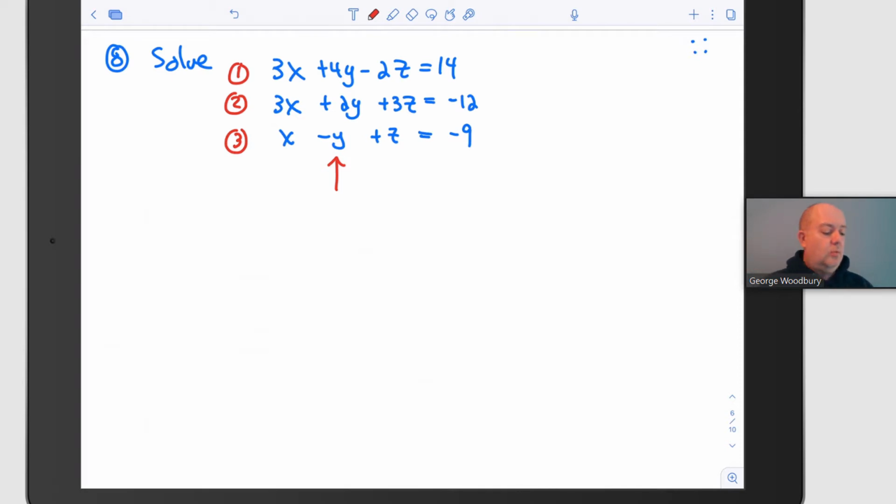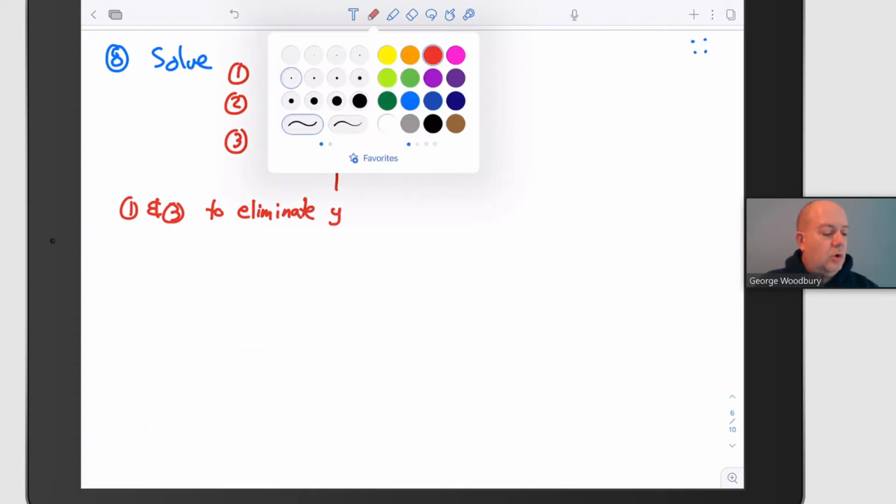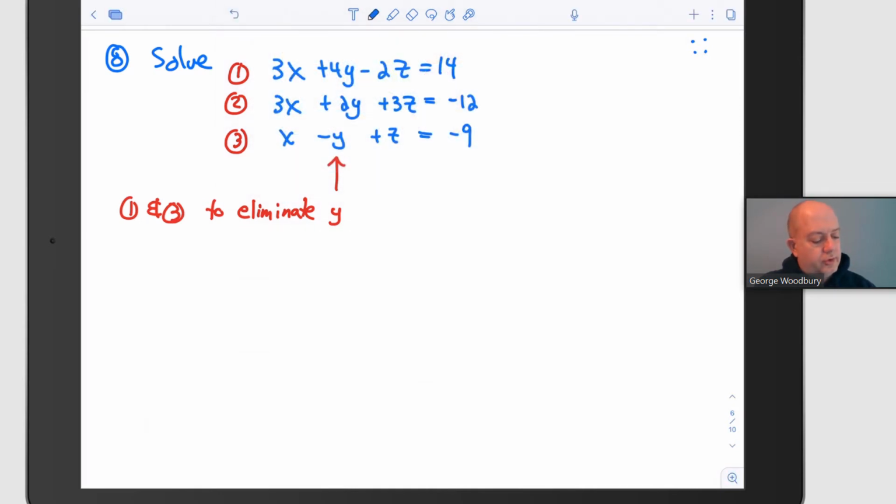So I want to combine 1 and 3 to eliminate the variable y. Let me just copy over those first. So 3x plus 4y minus 2z equals 14, and x minus y plus z equals -9. And I'm trying to combine these two equations so that y falls out.